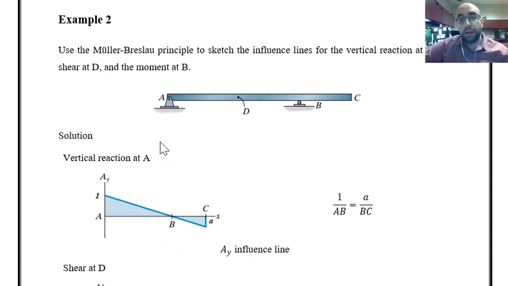Then it is asking about the influence line for shear at D. That means I have to remove the shear restriction and apply a unit displacement. Again, it is just removing the shear restriction. The moment restriction is still there, which means we cannot have any rotation in the two segments, which means the two lines that you get on one side of D and the other side of D should be parallel.